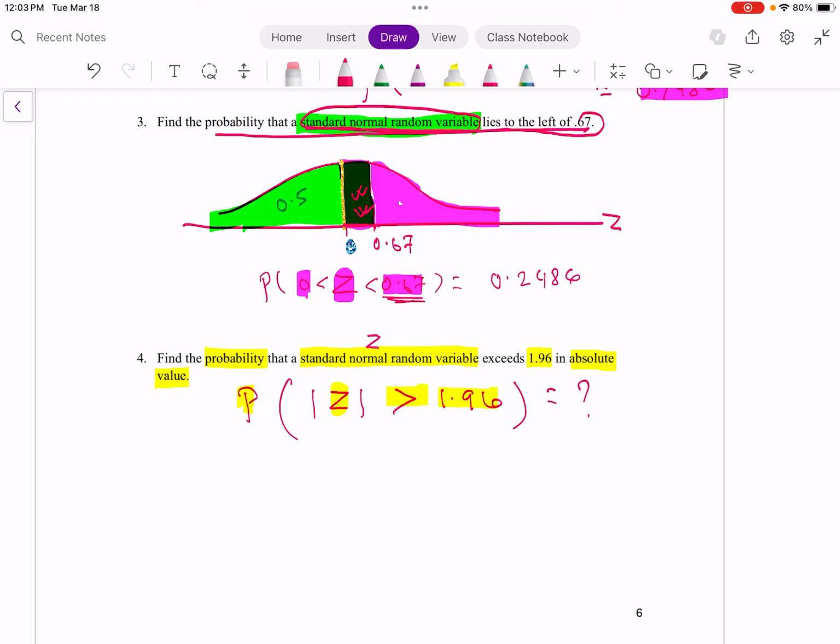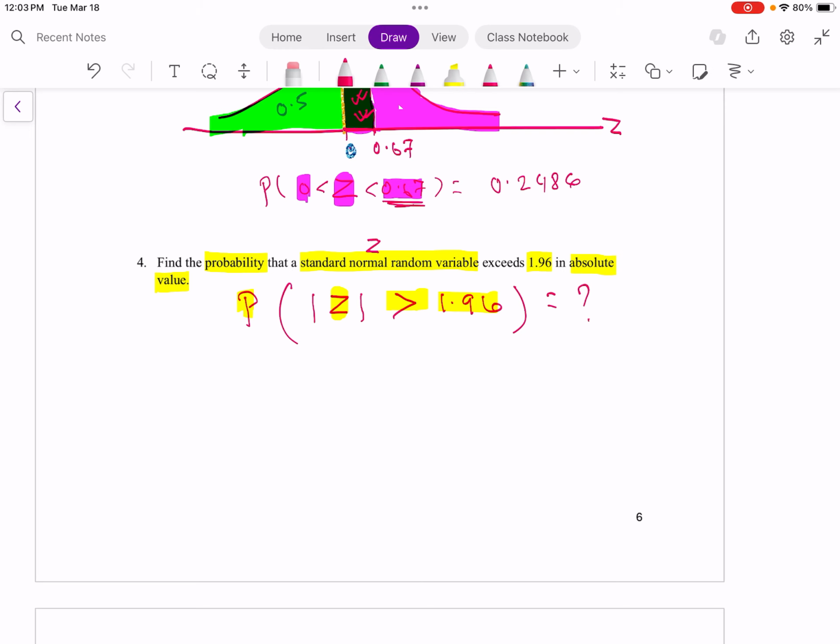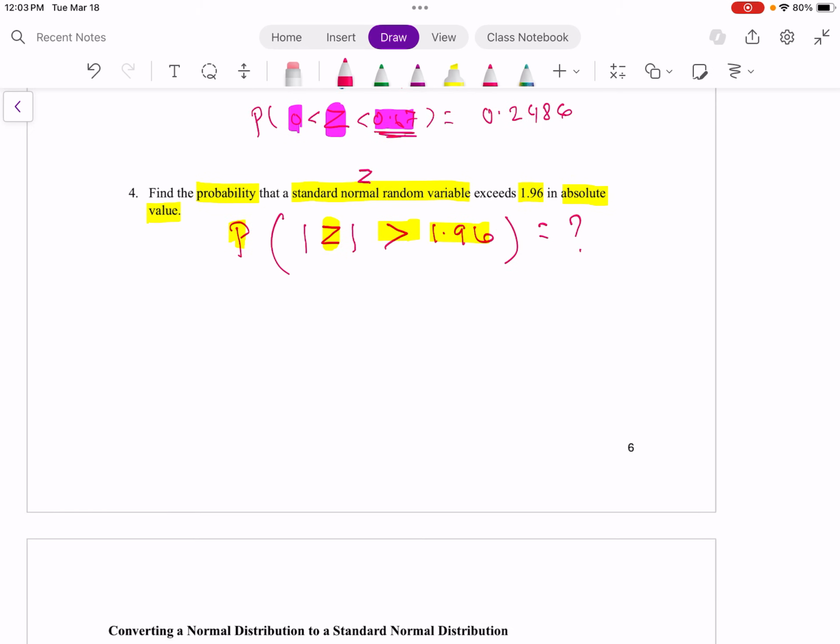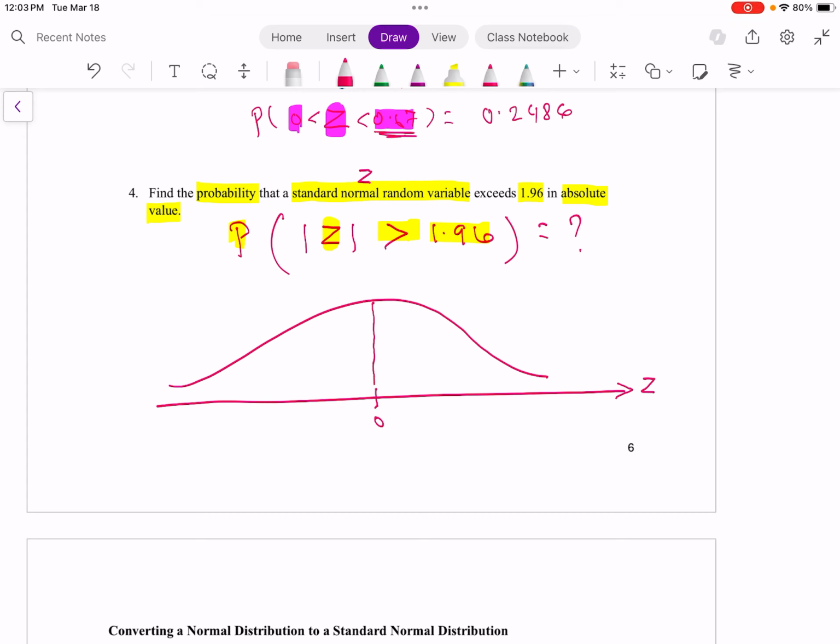Okay, now let's see. The very first step is we start from the distribution. We draw our distribution, a standard normal distribution. We draw a bell-shaped curve. So what is our horizontal axis? It is g. What do we know about the mean of this distribution? Mu is 0.